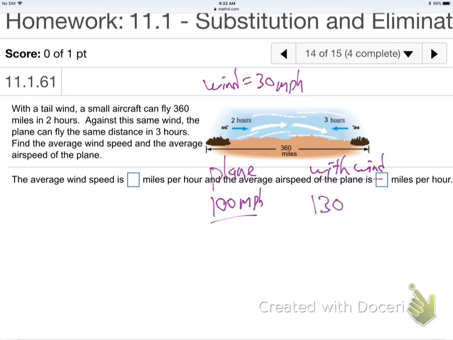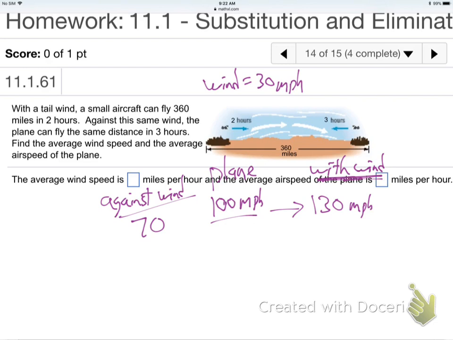130, right? You would just add the 30. When you're with the wind, it just adds to your speed, go up to 130. Good so far? It's making sense? And then when you go against the wind, how fast is the plane going to be able to go? 70, because you just subtract the 30. Is this making sense so far?